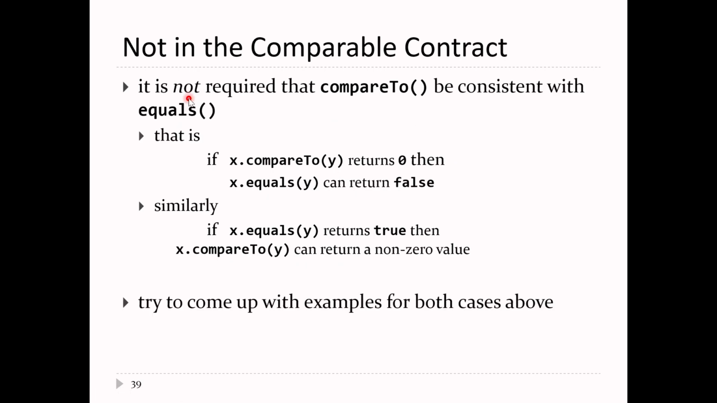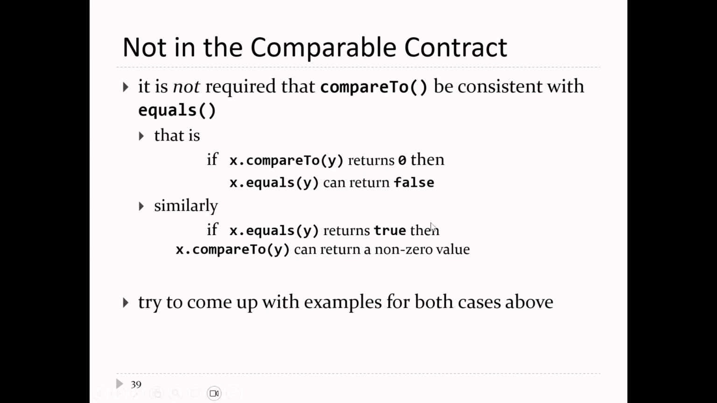It's not required that this be the case. Your compareTo method does not need to be consistent with equals. So compareTo can return 0, but your objects are not equal. And similarly, your objects may be equal, but compareTo may return a non-zero value.